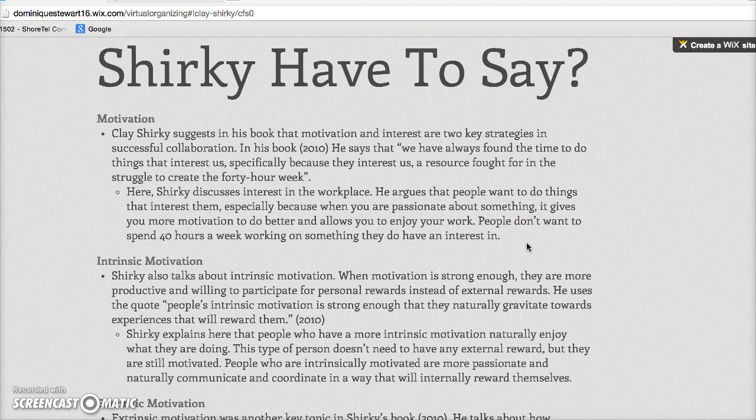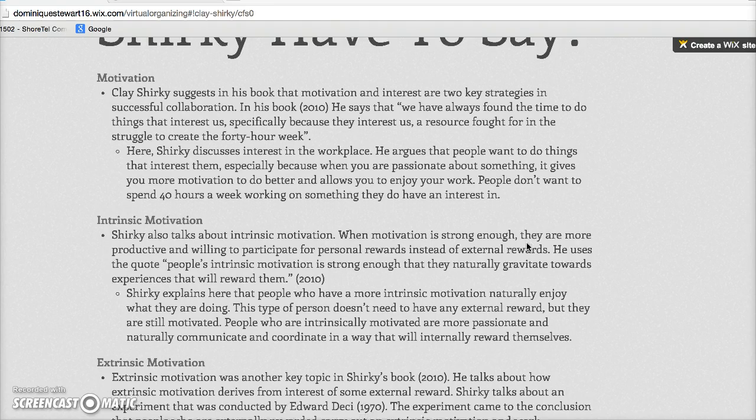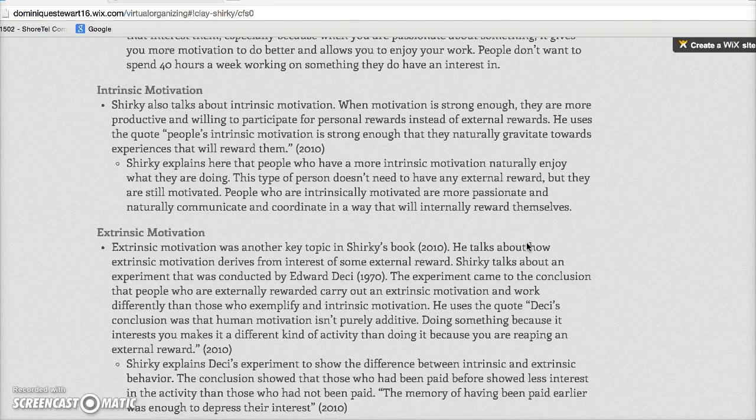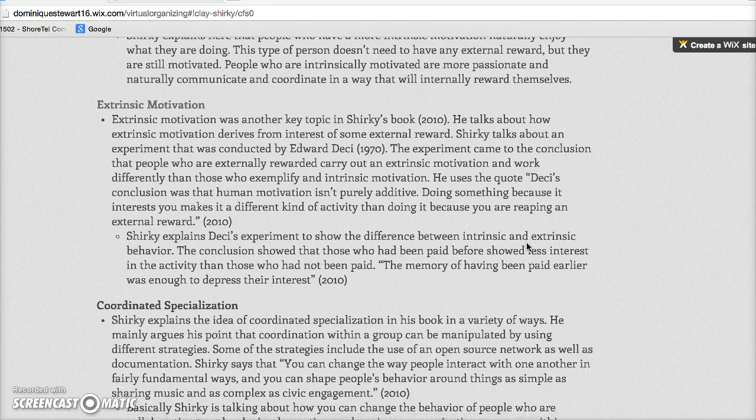He argues that people want to do things that interest them, especially because when you're passionate about something, it gives you more motivation to do better and allows you to enjoy your work. People don't want to spend 40 hours a week doing something that they have no interest in.